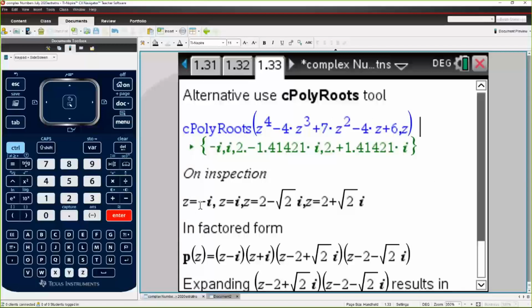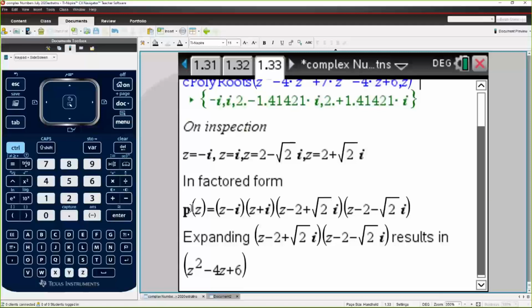Z is equal to negative i, 2 minus square root of 2 i, and 2 plus the square root of 2 i, which if we put it into factor form as factors, so Z minus i, Z plus i, and so forth, and then we recognize that these two multiplied together will give us this result, which is the solution to the question that was asked, to find the quadratic factor in that form.